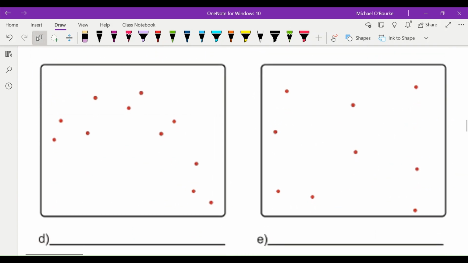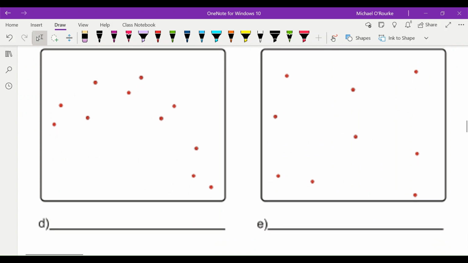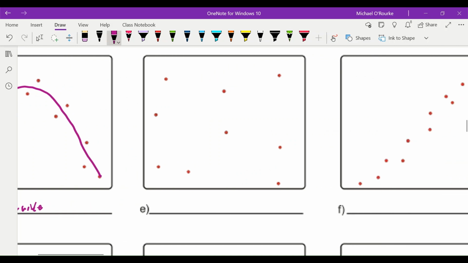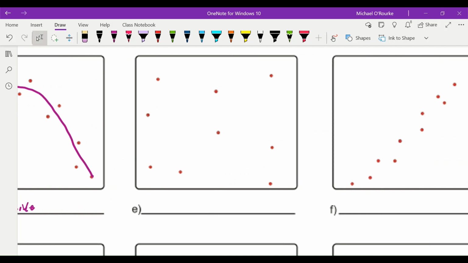Now, this one here, now correlations don't have to be linear. This one here, you can see it's a curve, right? So I'd say that's a moderate curve. Now we don't have a positive or negative because it's not going up or down, it's going both. You say moderate curve. Here I would say, for me, no correlation.